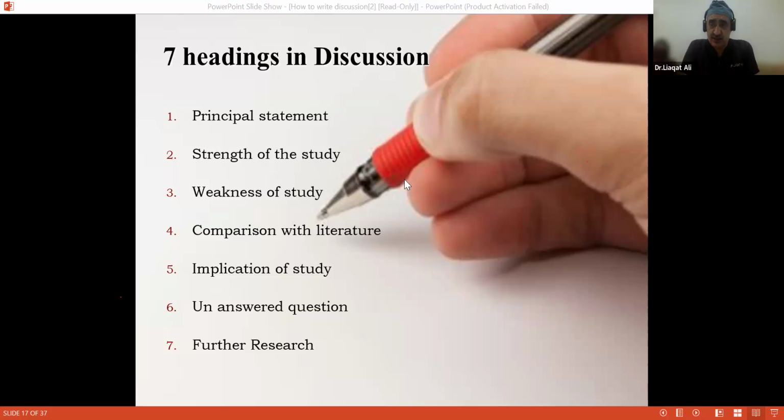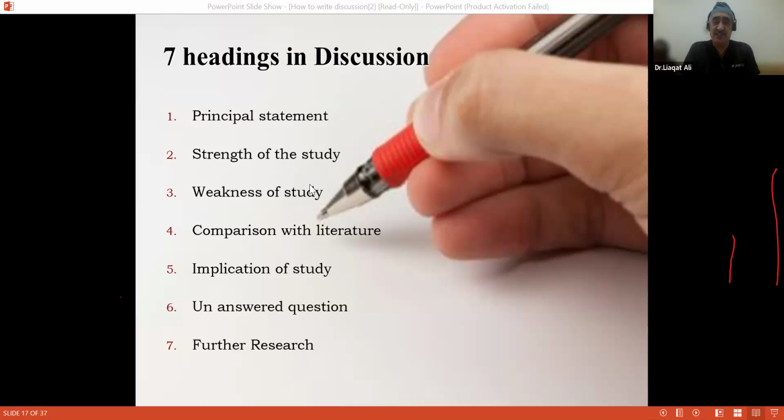According to Professor Jim Thornton, this is not his own technique. ये उनकी अपनी कोई technique नहीं थी. It was an article that was published in 1994 in the BMJ, on how to write a structured discussion. And ज़्यादातर journals चूँकि structured discussion को नहीं पसंद करते, so it is very easy, you just delete the headings. So the first heading is the principal statement.